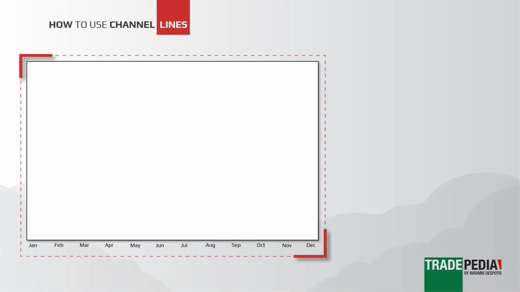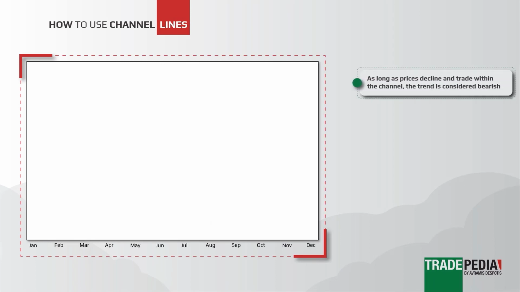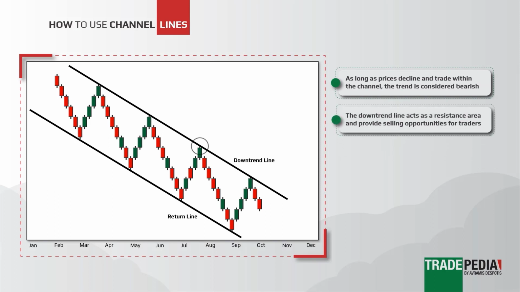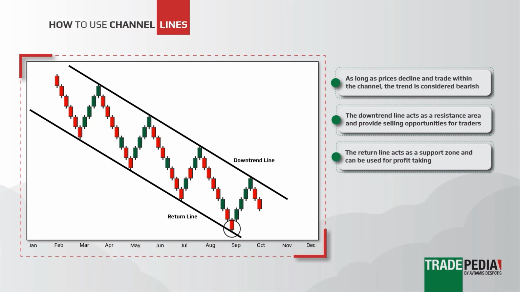In the case of a bearish price channel, as long as prices decline and trade within the channel, the trend is considered bearish. The downtrend line acts as a resistance area and provides selling opportunities for traders with the direction of the trend. The return line acts as a support zone and can be used for profit taking, with a break below it indicating further weakness of the downtrend.